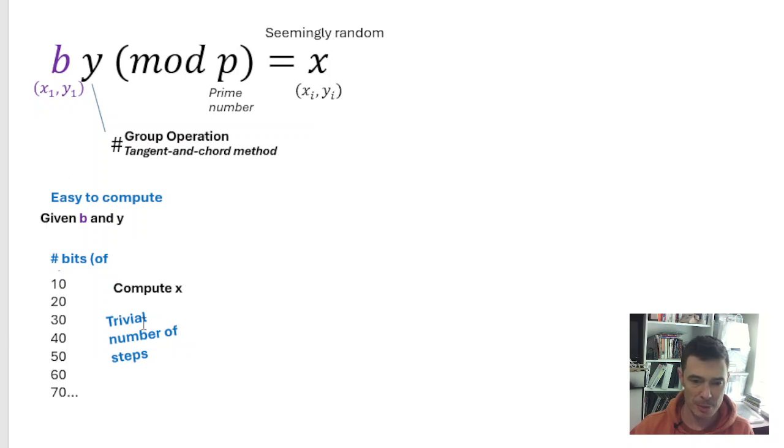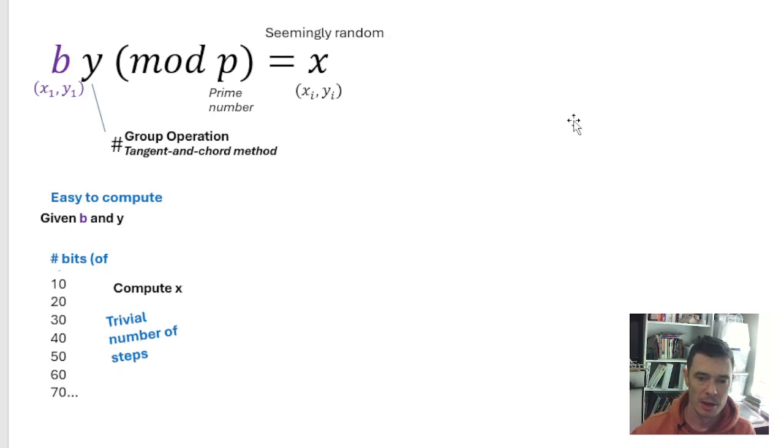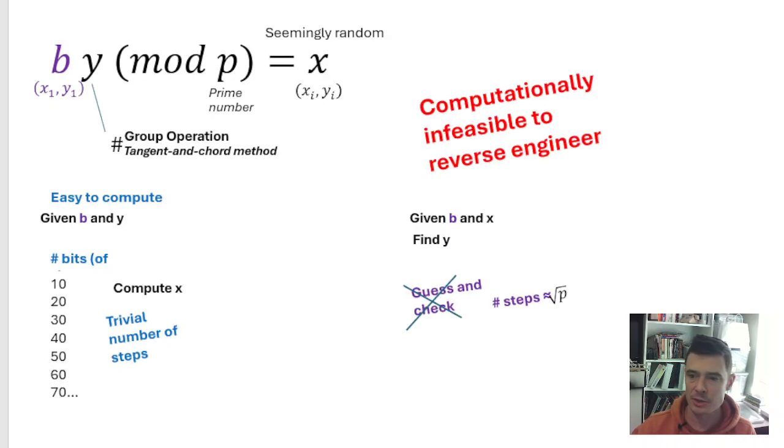It's minimal steps for a computer to do this. And we're not going to get into how the computer goes through this equation. It's called binary scale multiplication, but it's actually the exact same process between elliptical curves and the discrete log problem in our last video. It's the same process that's used.